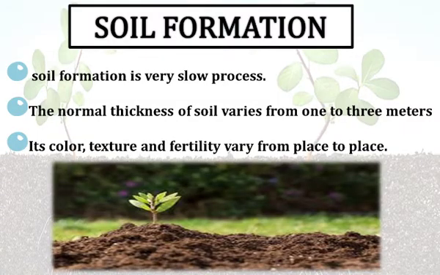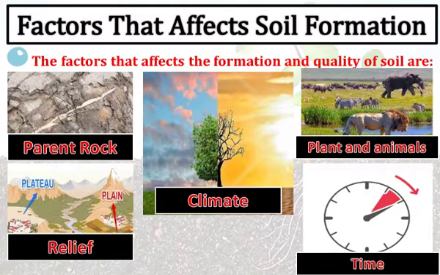Next is soil formation. Soil formation is a very slow process and it takes hundreds of years for a very thin layer of soil to form, and the normal thickness of soil varies from 1 to 3 meters. Deeper than this, the rocks become unsuitable for plant growth. Though the quality of soil is not the same everywhere and its color, texture and fertility vary from place to place. Factors that affect soil formation are parent rock, relief, climate, plants and animals, and time.